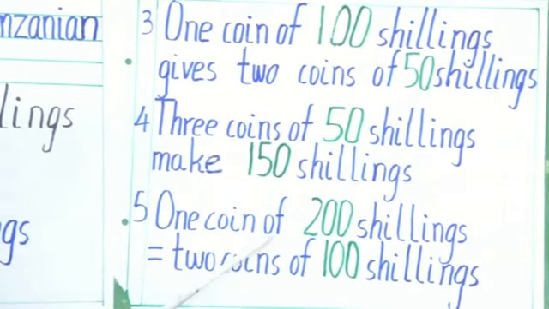1 coin of 200 shillings is equal to 2 coins of 100 shillings. I repeat again. 1 coin of 200 shillings is equal to 2 coins of 100 shillings.